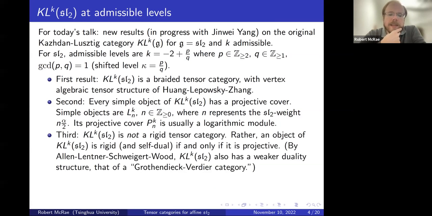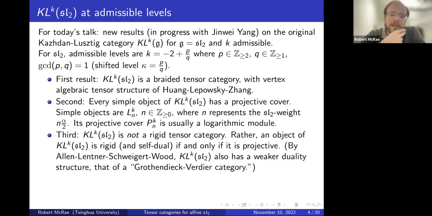The third result is that this category is not rigid. So not every object has a dual in this category, but we do have some rigid objects. In fact, we can show that rigid objects are exactly the same as projective objects in this category.